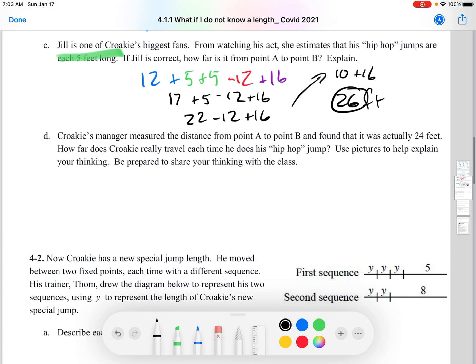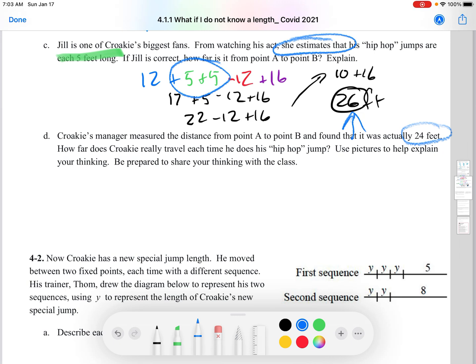All right. So in here, we really find out that this 26 is just a little too big, because remember, she just estimated. She didn't really know his distance. We actually found out that he didn't go 26 feet, he went 24 feet. And if he actually goes 24 feet, that means that each of these hip-hop jumps is actually not 5 feet, but it has to be less.